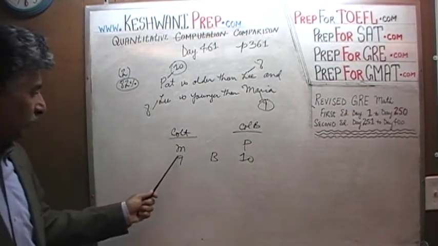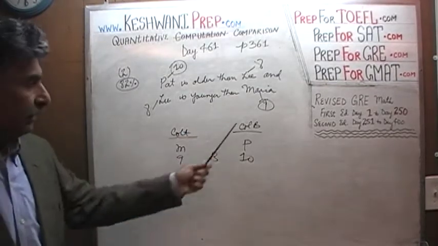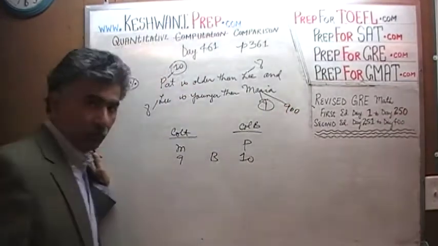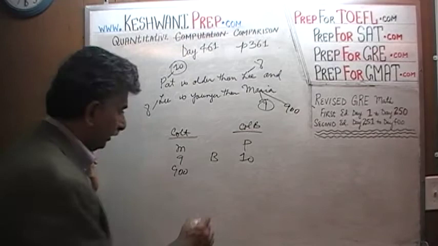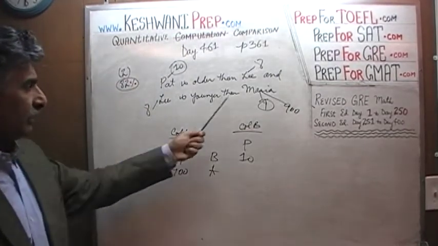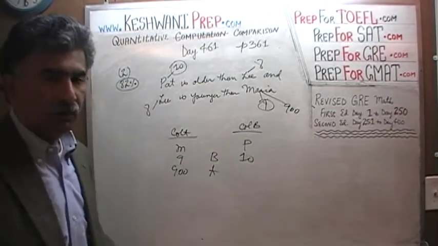For example, Maria here is 9, but all we know is that Lee is younger than Maria. Maria might be 9, or Maria, for all we know, might be 900 years old. In which case, if Maria happens to be 900 years old, now the answer would be A. Lee is still younger than Maria, and Pat is still older than Lee. So we do not know what Maria's age is.